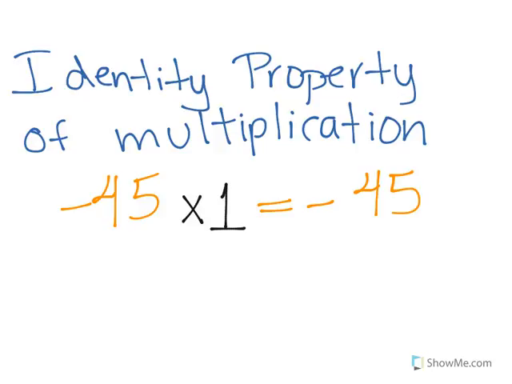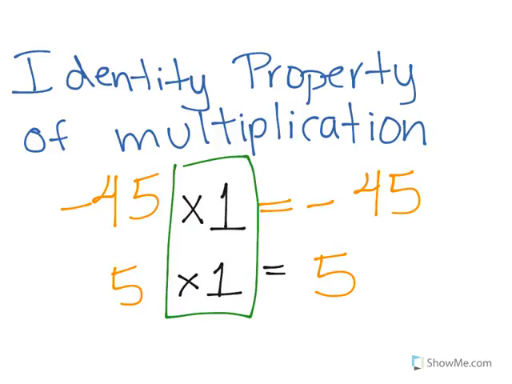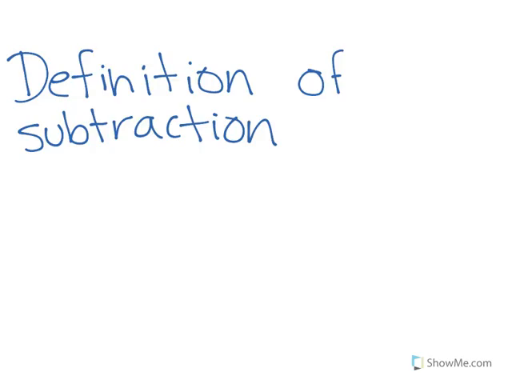Now let's say that you have $5 and they tell you we're going to multiply your $5 by 1. Well, you won't really get too excited because it's the identity property, so you get a 5 in return. So the identity property for multiplication is times 1.